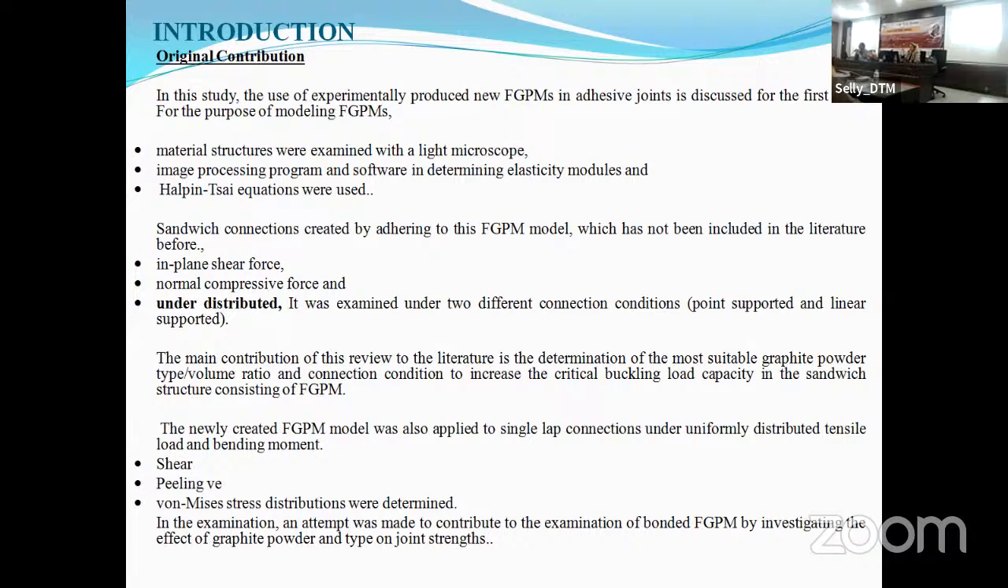Two different connections were examined, point supported and linear supported. I will show you what linear supported means. It's not like a basic beam; it's linear supported for a sandwich structure geometry. We discussed single lap shear loading with both tensile and moment loads, and we will discuss shear and peel stress and von Mises stress.